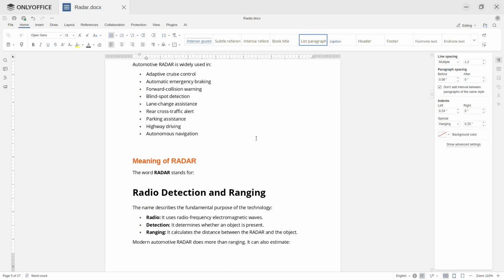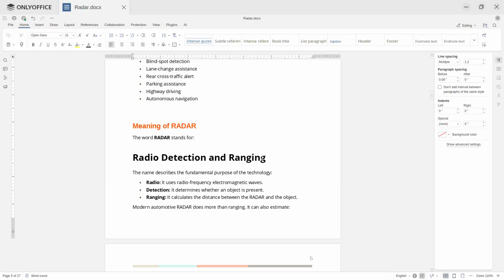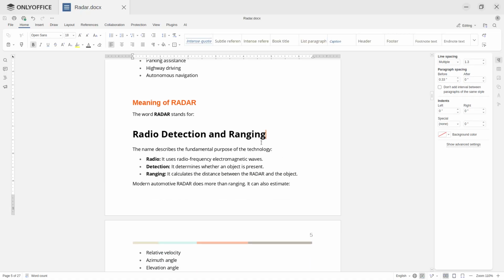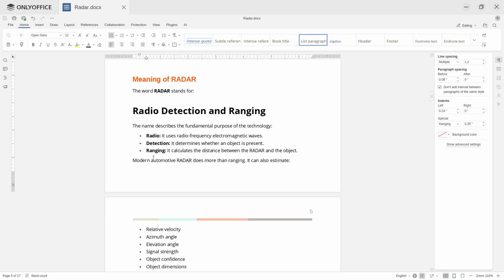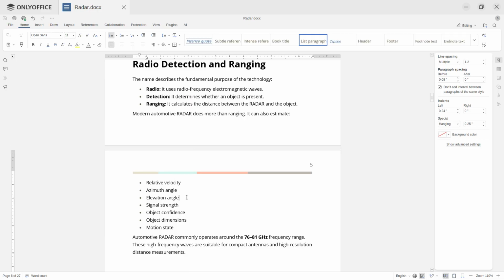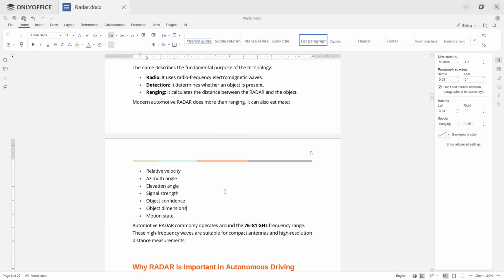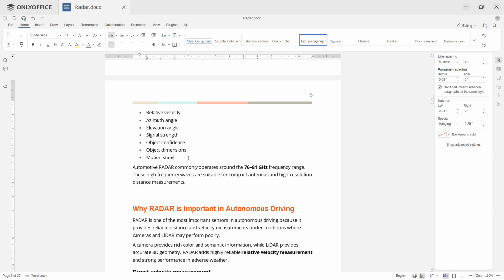Meaning of radar. The word radar stands for radio detection and ranging. The name describes the fundamental purpose of the technology. Radio: it uses radio frequency electromagnetic waves. Detection: it determines whether an object is present. Ranging: it calculates the distance between the radar and the object. Modern automotive radar does more than ranging. It can also estimate relative velocity, azimuth angle, elevation angle, signal strength, object confidence, object dimensions, motion state. Automotive radar commonly operates around the 76 to 81 GHz frequency range. These high frequency waves are suitable for compact antennas and high resolution distance measurements.